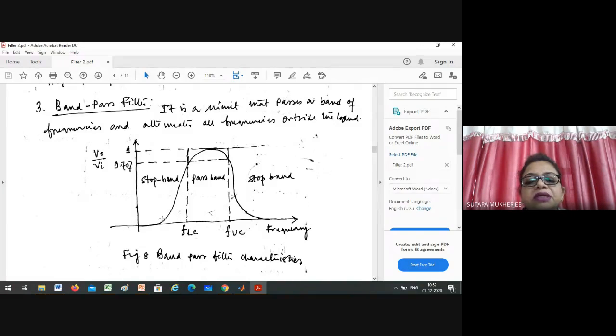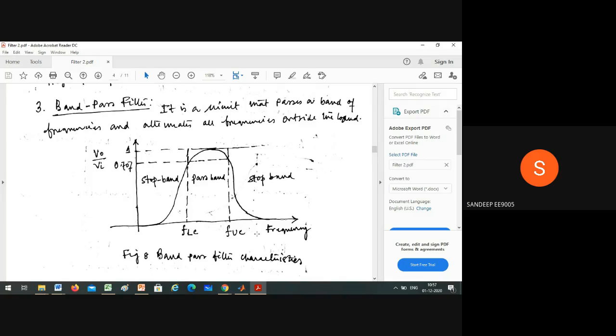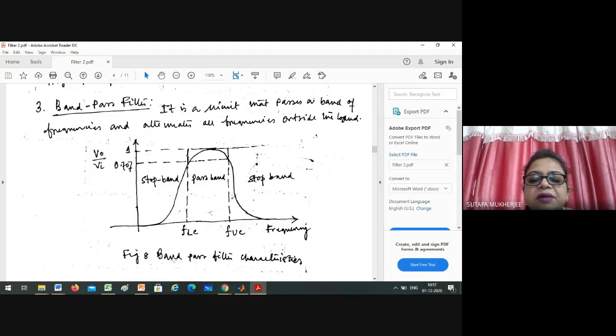Is this much clear to everyone? This is the stop band and this is the stop band. Basically this is the pass band, and on the left side the stop band and on the right side the stop band. This is also again gain. Am I audible? Yes, ma'am. Okay. So this is the band pass filter characteristics.